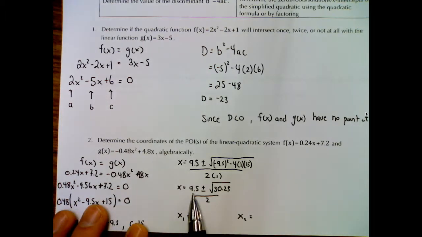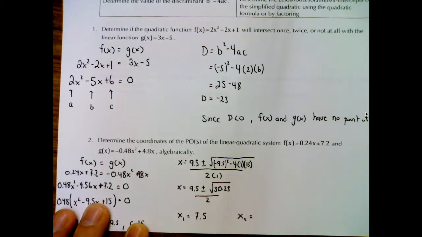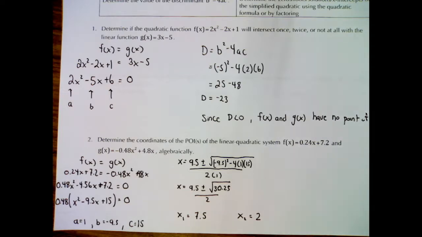So if I do the 9.5 plus the square root of 30.25 divided by 2, I get 7.5. And if I do it with subtract, I get 2. So those are my two x's. But the question didn't say find the solutions, it said find the coordinates of the point of intersection. And these are the x values of where the coordinates would be. But for a coordinate, we need an x and a y. So we have to find a way to get the y value of these two coordinates, because 7.5 comma 2 is not a point. But 7.5 comma something and 2 comma something are the coordinates of our points of intersection.